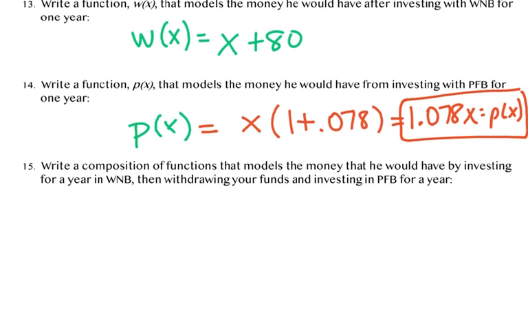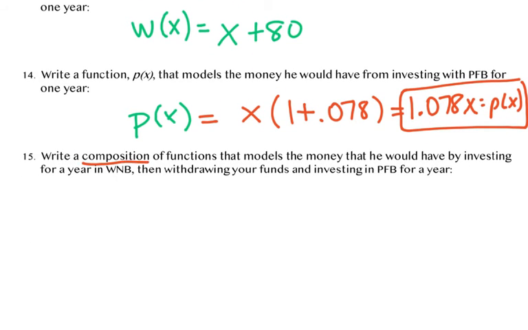Now for number 15, it says write a composition of functions. So a composition is where we put these together and they work together. That models the money that you would have by investing for a year in West National Bank and then taking them out and putting them into Provo Bank. So what we're going to do is start with West, and that's how much he's going to have in West, and then he's going to take it out. And he's going to put that into P of x. So I'm doing P of W of x. So we're going to take the W of x and put it into P. So this is my W of x.